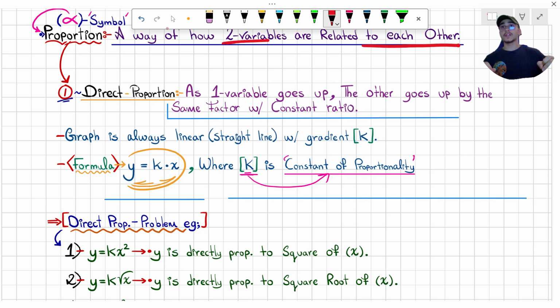The graph of direct proportion is always a linear graph, which means a straight line through the origin, and the gradient is always k. So the formula of direct proportion is y is equal to k times x. This is the formula, where k is the constant of proportionality. This is what we call k in our formula.